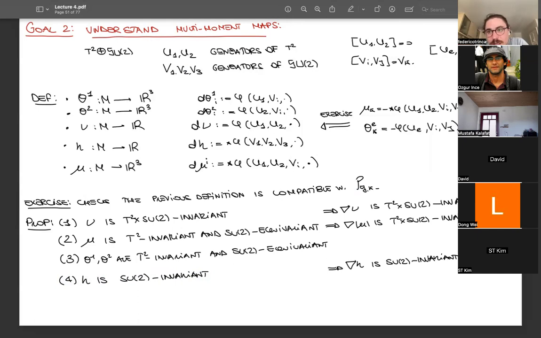These are just standard properties of my multi-moment maps that you can check by plugging in the correct generators of the T2 times SU2 action.